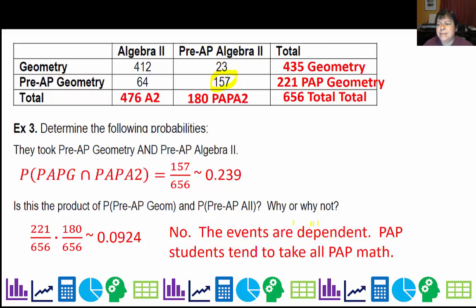We call this dependence. The events are dependent. Pre-AP students tend to take all pre-AP math. So if you take pre-AP geometry, you tend to take pre-AP algebra 2. And especially if you don't tend to take pre-AP, you usually don't slip into pre-AP later. Normally you tend to say, oh, okay, I'm done with pre-AP. I've had enough. I'm going to take it easy now. You don't tend to say, oh, I've been taking regular math. Now all of a sudden I want to take a lot harder math and it's more difficult.